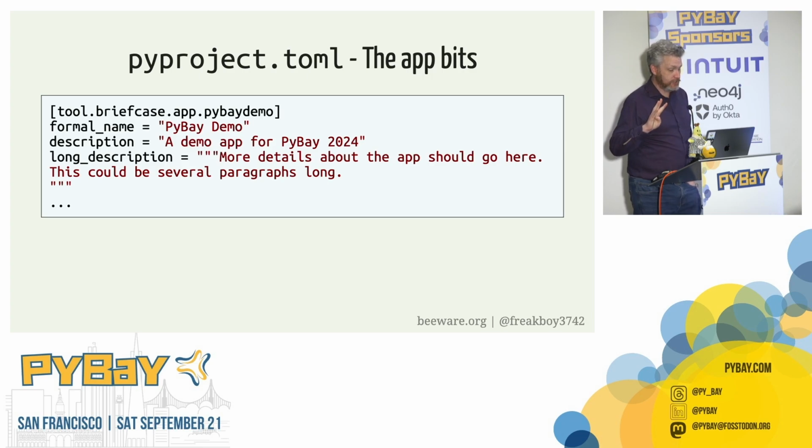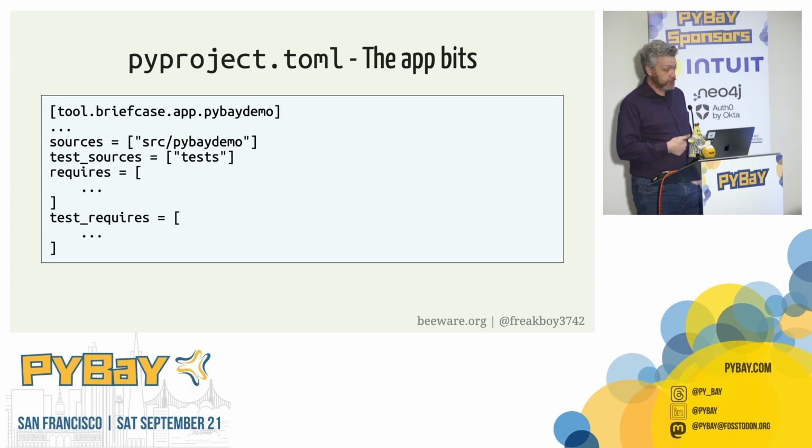Now, I said that app settings override project settings. There are 4 exceptions to this behaviour: sources, requires, test sources, and test requires. Sources defines the list of directories of source code that you want to include in your app. Here we're saying the source pybaydemo directory, any code or resources in that folder will get copied into your app. It's a list, so if you specify multiple sources, they will all get copied. The only requirement is that one of your source directories needs to match the name of your app, so pybaydemo in our case. Requires defines the Python requirements for your app, again, as a list using the same format you'd use as arguments to pip install.